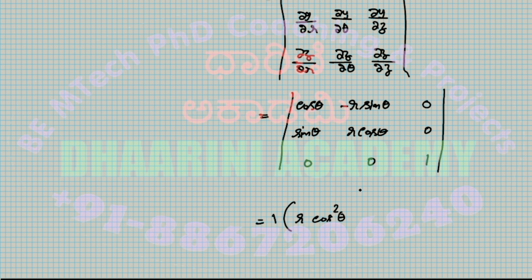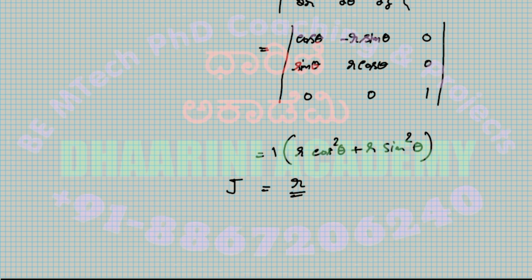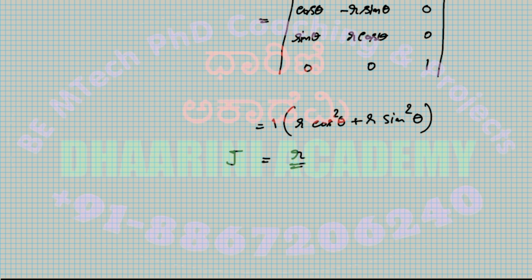Expanding, this is directly 1 into r cos square theta plus r sin square theta. Cos square plus sin square is 1, so this is simply r. So the Jacobian becomes equal to r.